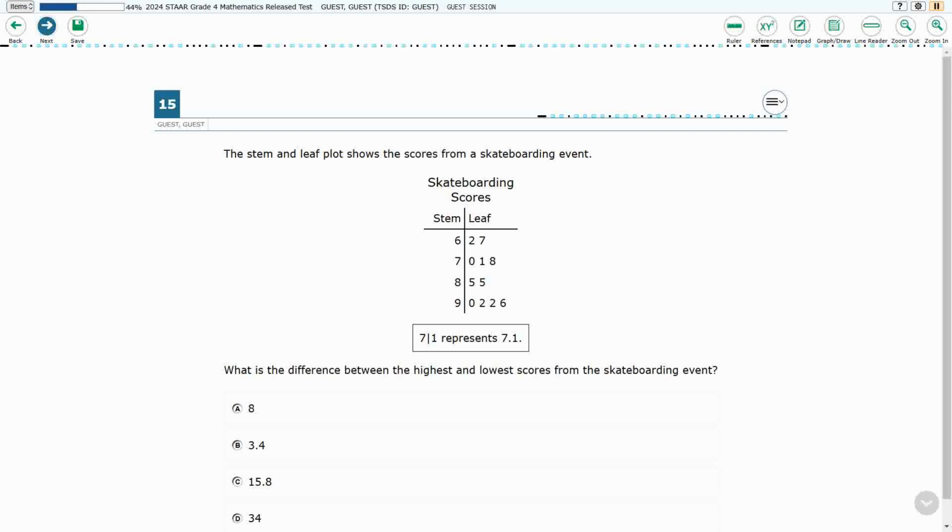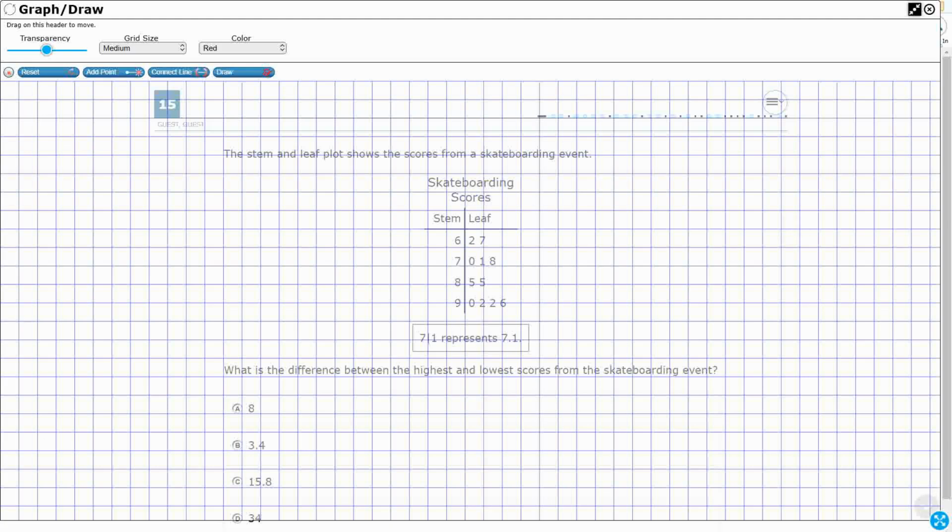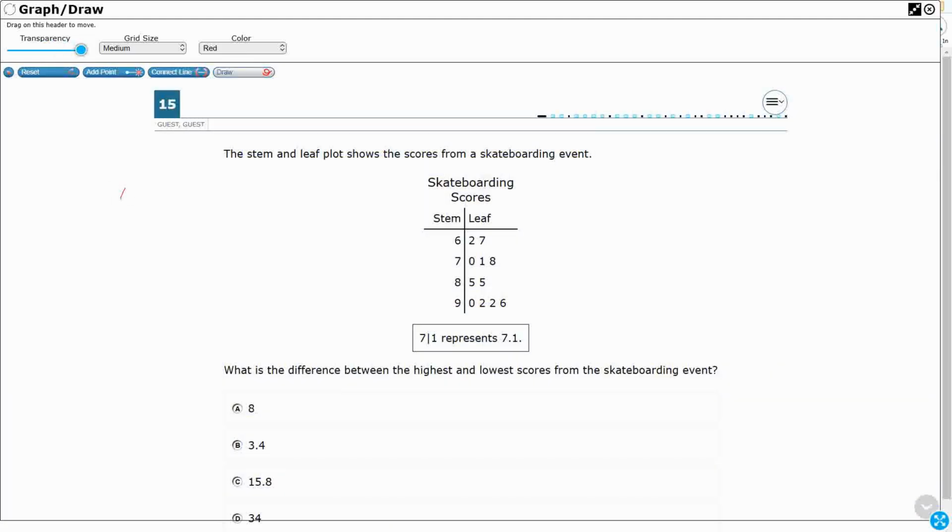For number 15, we are solving data problems. This is 4.9b, and we have a stem and leaf plot. Always, first thing we need to see is our key. Take a look at this. 7 line 1 equals 7.1. It's a little bit confusing because it's got a period there. I don't know if we necessarily need that period. It's not really a sentence. But either way, these are decimals, right? So that means these are the ones place, and the leaf is in the tenths place.